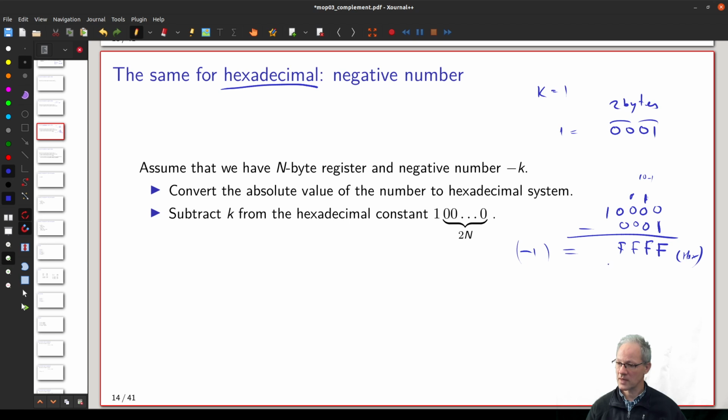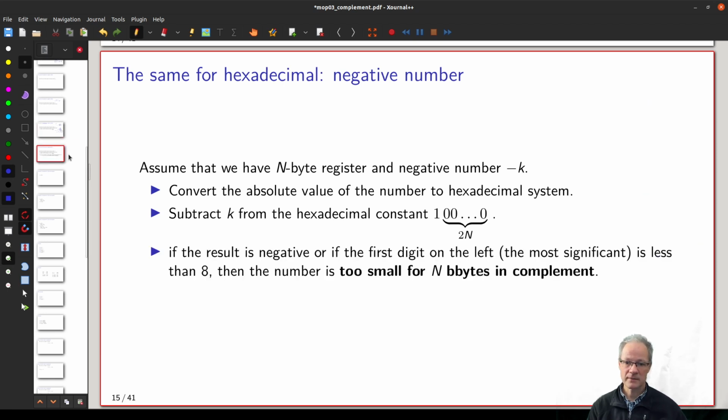And if we were to convert that to binary, it would be 1111111111111111 in binary, because F is the same as 1111. That's minus 1 in 2's complement in binary, and in hexadecimal, using 2 bytes. So it's always important to know how much space we have. Any questions? Maybe? All right.